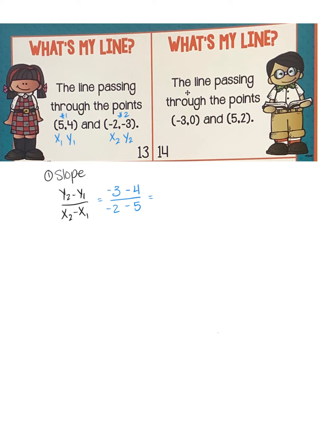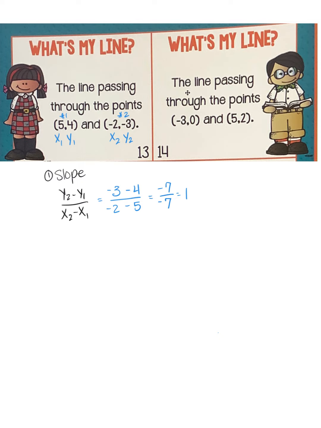Now, if you're not good with your integer math, I encourage you to check with your calculator or with your computer. You have a calculator on there. So negative 3 minus 4 is actually negative 7. And negative 2 minus 5 is also negative 7. And any number divided by itself is 1.